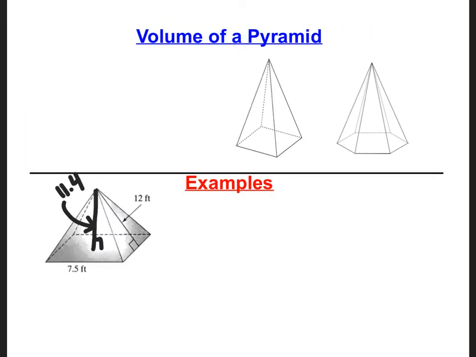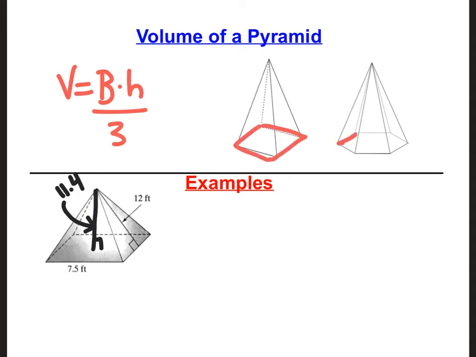All right, we are looking at the volume of our pyramids. We have a formula for that. Volume equals the area of your base times the height, all divided by 3. Now notice over here that my shapes have different bases. One's a square and one is a regular pentagon. They should all be regular, so the sides should be the same length. If not, they should be noted.